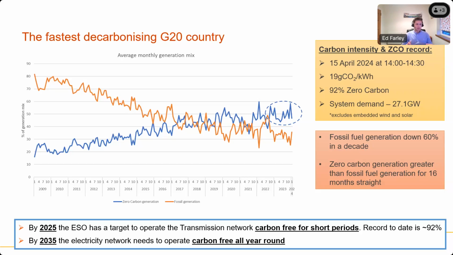We have a couple of target deadlines that we're working towards, which are highlighted here. So by 2025, we have a target to operate the transmission system carbon-free for short periods of time. So this is very much in the forefront of everybody's mind here in GB. How do we establish the right protocols, processes, ancillary services, and policy to allow us to do that? And then in the longer term, by 2035, our ambition and target is to decarbonise the electricity network entirely, all year round.